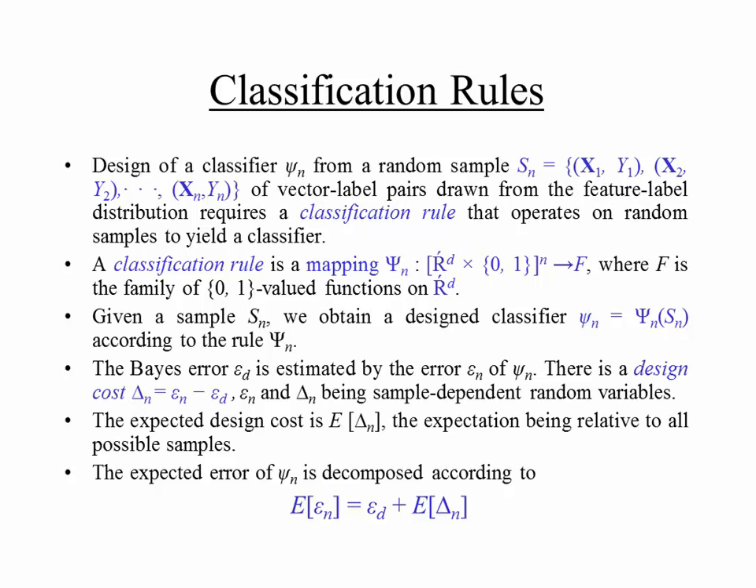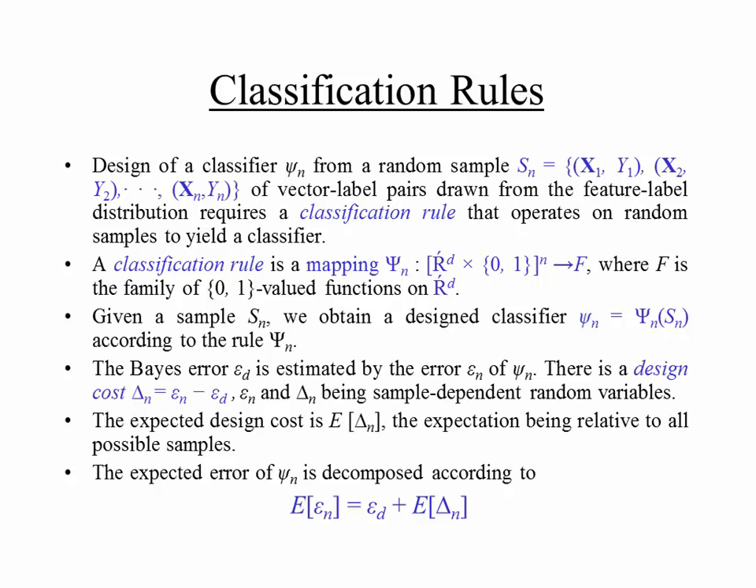And delta sub n is sample dependent. It's going to be a sample dependent random variable. And so if it's a random variable, because there is a sample, so there's randomness, so you have to take the expectation if you're going to do any comparisons. The expected value of delta sub n, and the expectation being relative to all possible samples.